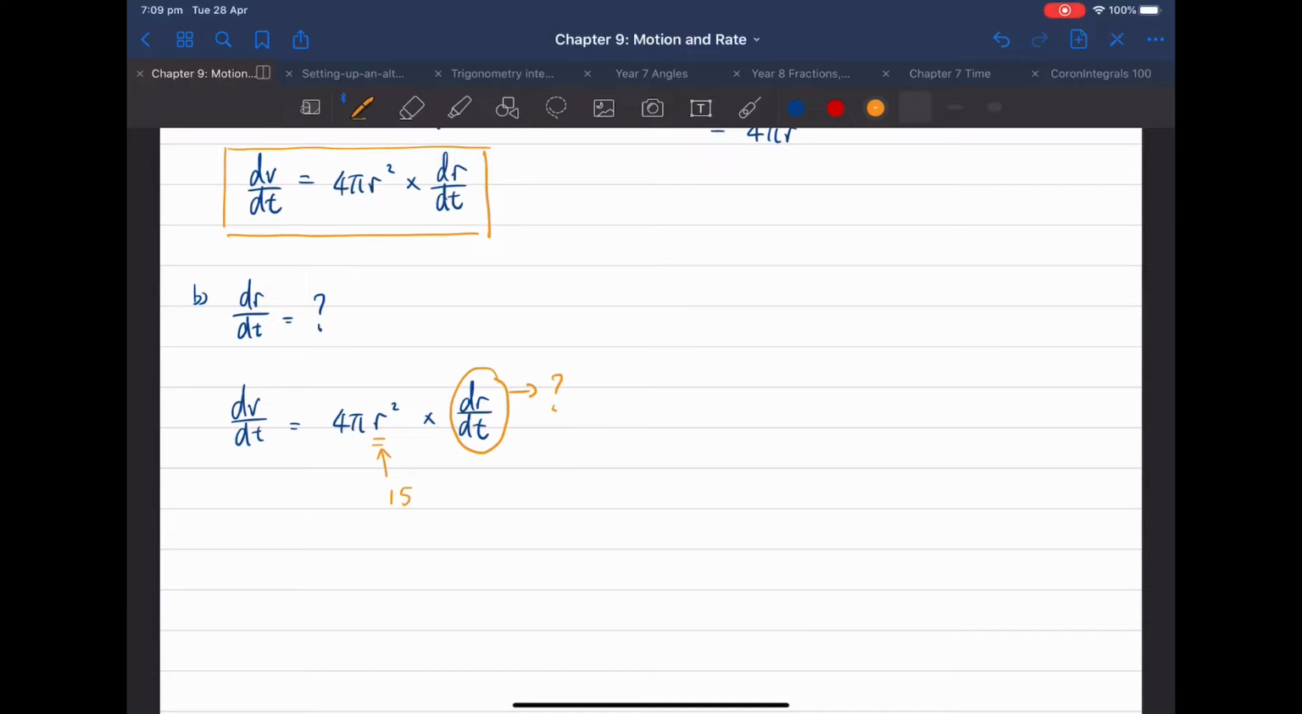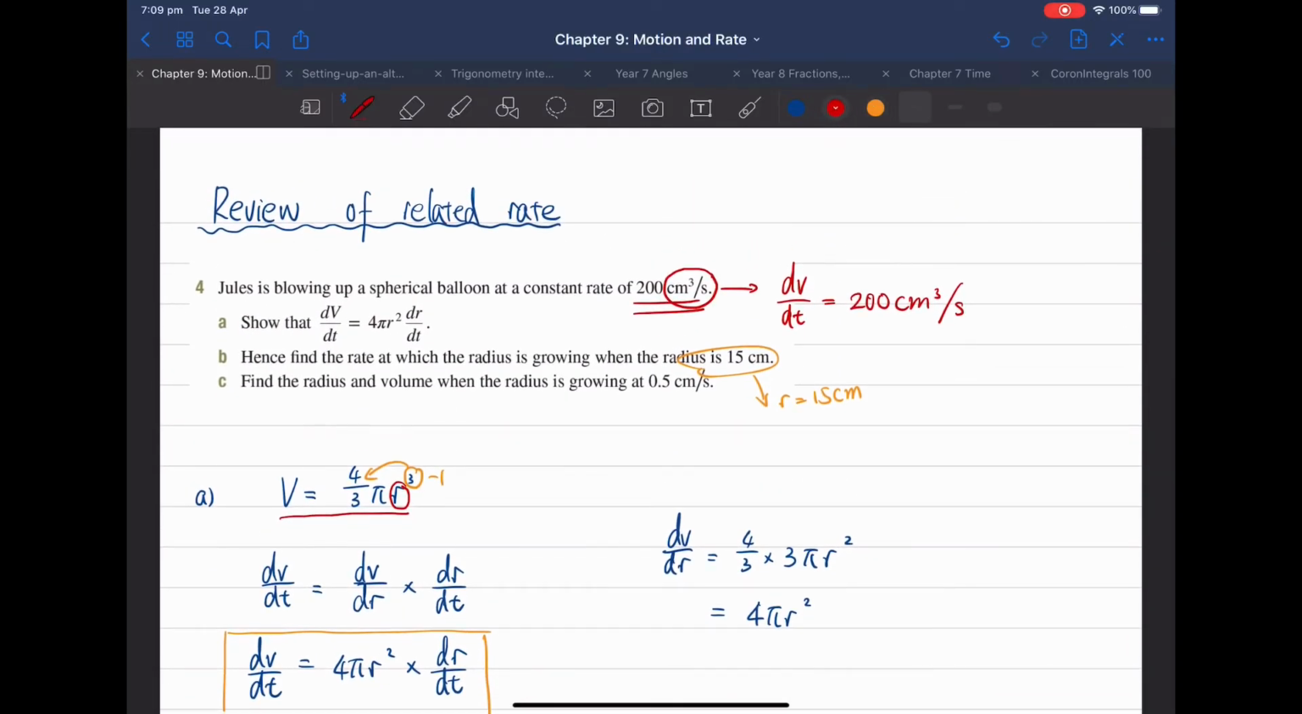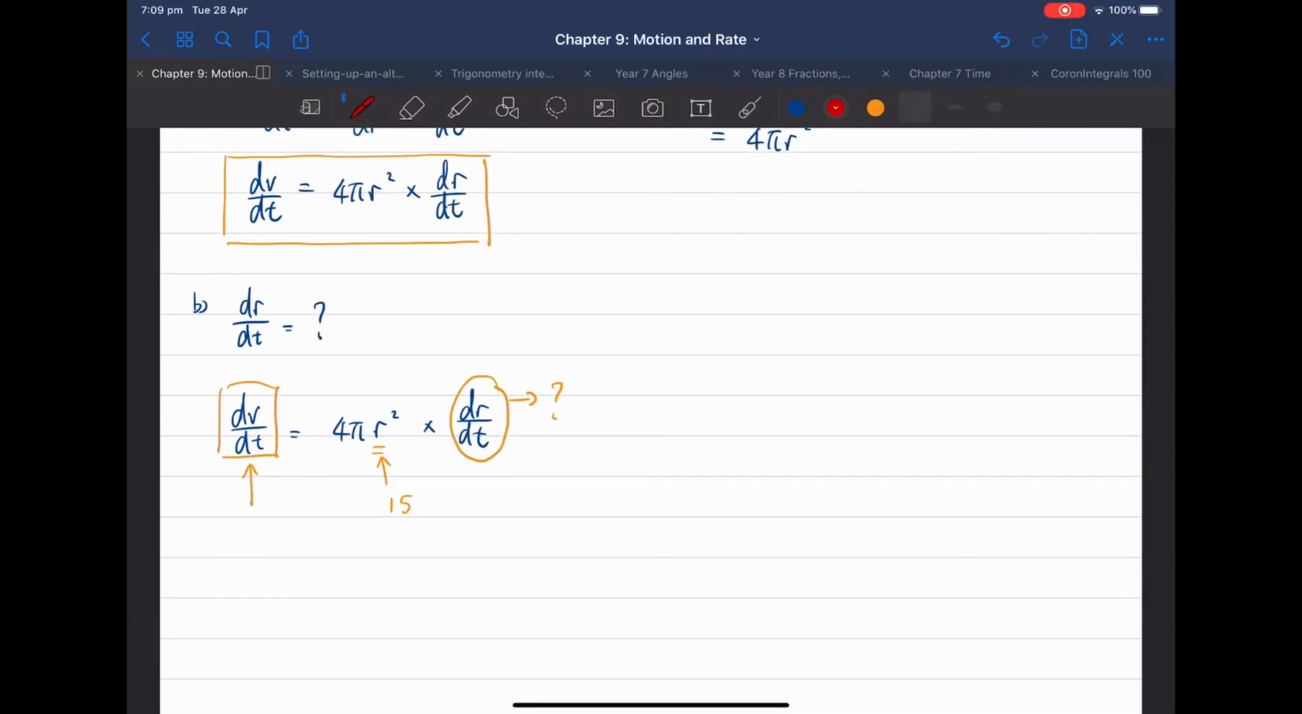R is equal to 15. Alright, then what about dV over dt? Well, from the question previously, dV over dt is actually equal to 200, right? That's how it says, blowing up a spherical balloon at a constant rate, which means the volume change with respect to the time is equal to 200, alright? So that number is actually equal to 200.